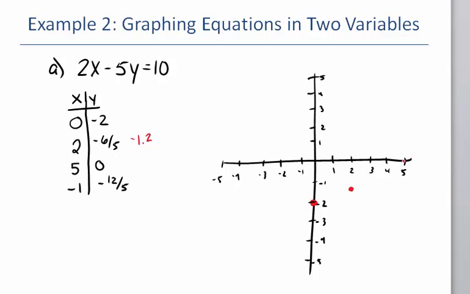We have the point (5, 0). And the point (-1, -12/5). And again, if you want to put that in your calculator, you can see that that's equal to -2.4. So (-1, -2.4). And once you can see the general shape of the graph, you can go ahead and connect those dots and draw a picture of the graph. And so this one graphs a line.